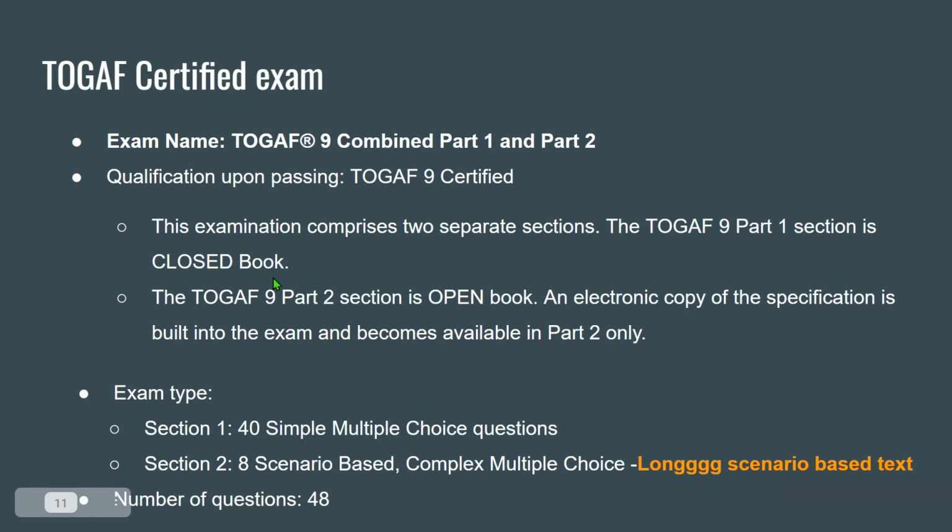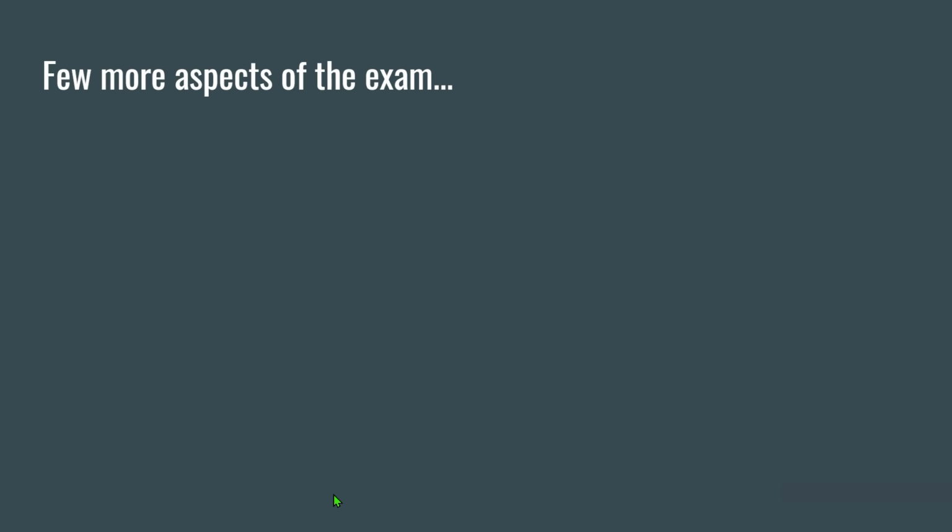So section 1, which is part 1, is 40 simple multiple choice questions, and section 2 has only 8 scenario based questions, and they are pretty complex multiple choice questions. However, as I said, there are long scenario based questions, as in sometimes the text for the scenario goes into a full page or even more than a page that you may need to read, comprehend, and then answer the questions which are scenario based. And hence the number of questions, the 40 of section 1 and 8 of section 2, is a total of 48 questions.